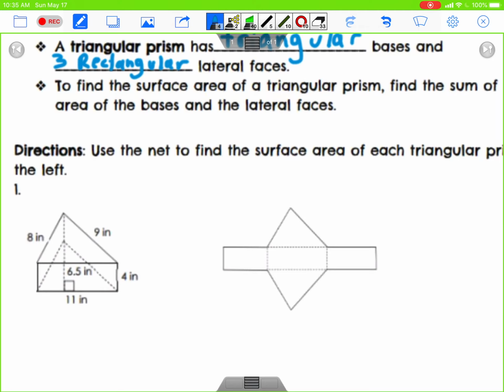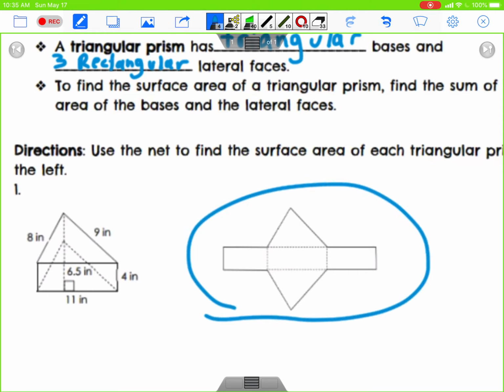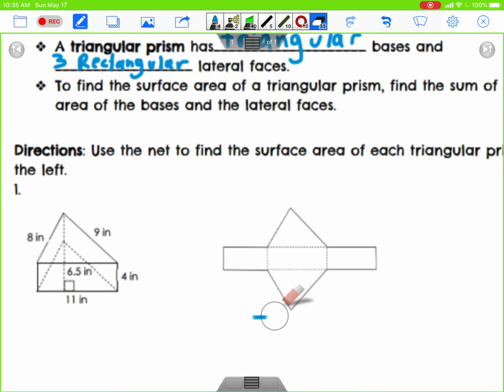So I look at this problem here and I break it up. As you see, when I open up my shape, it looks like this over here. Now, I'm going to eventually have you draw your own nets. Actually, today in the last problem, you're going to draw your own net. It doesn't have to be perfect as long as it looks kind of like what the shape should look like when it's opened up.